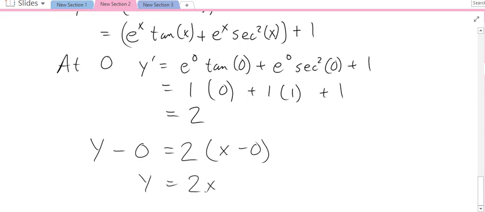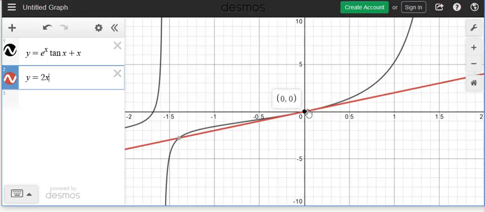So let's go ahead and look at a graph and confirm that. When we graph both functions, we see that we do intersect where we said, and the slope of our line, y equals 2x, appears to be just about right.